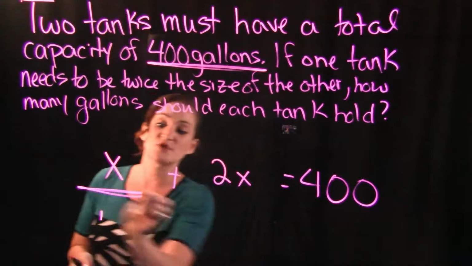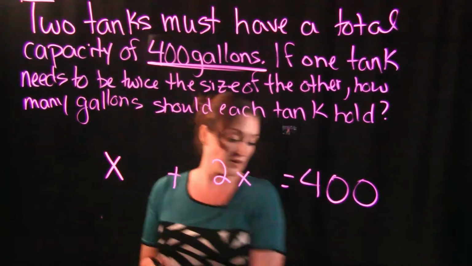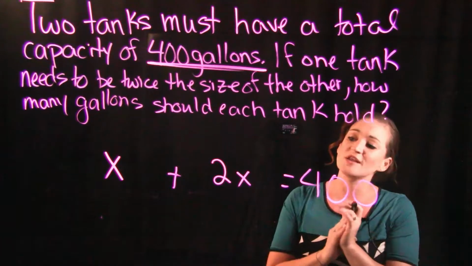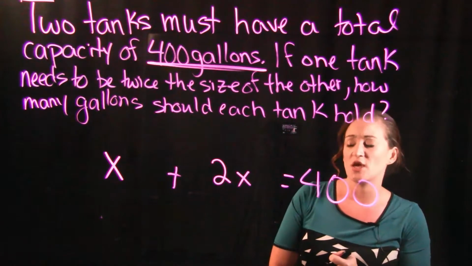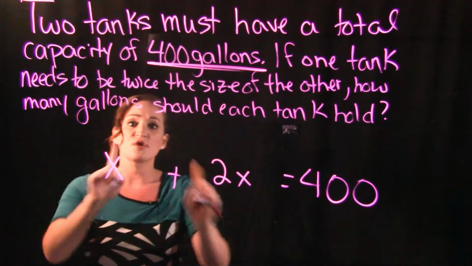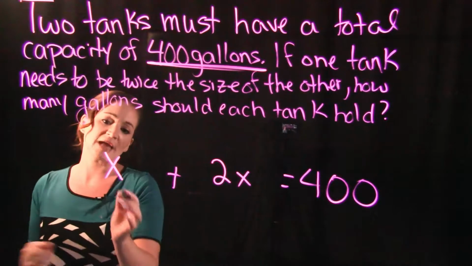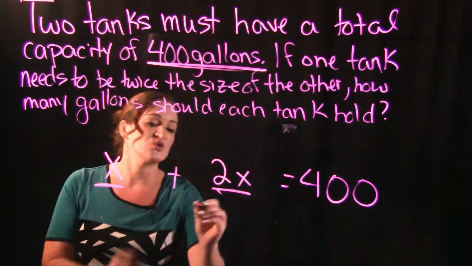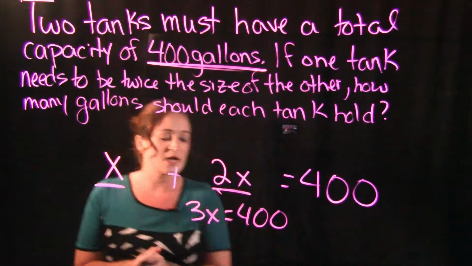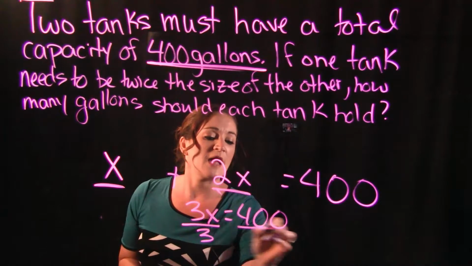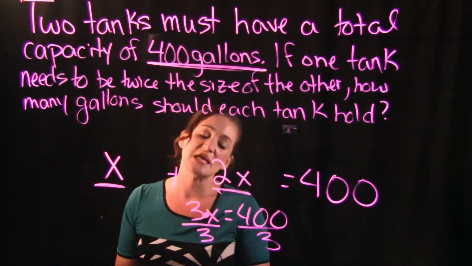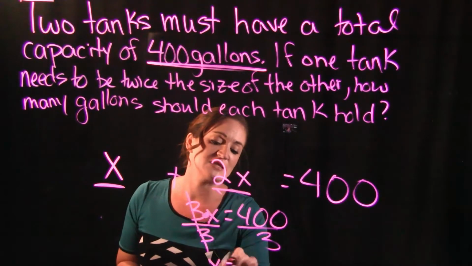Now what we're going to have to do next, after we have our equation, is solve this thing. Okay, so when it comes to solving this, it's a fairly simple equation here. We do need to make sure that we see that these are like terms here. So the first thing that we need to do is combine our like terms. 1x plus 2x gives me 3x. And that's still going to equal 400 there. And then I'm going to divide both sides by 3. Remember that this 3x is 3 times x. So the opposite of multiplication is division.